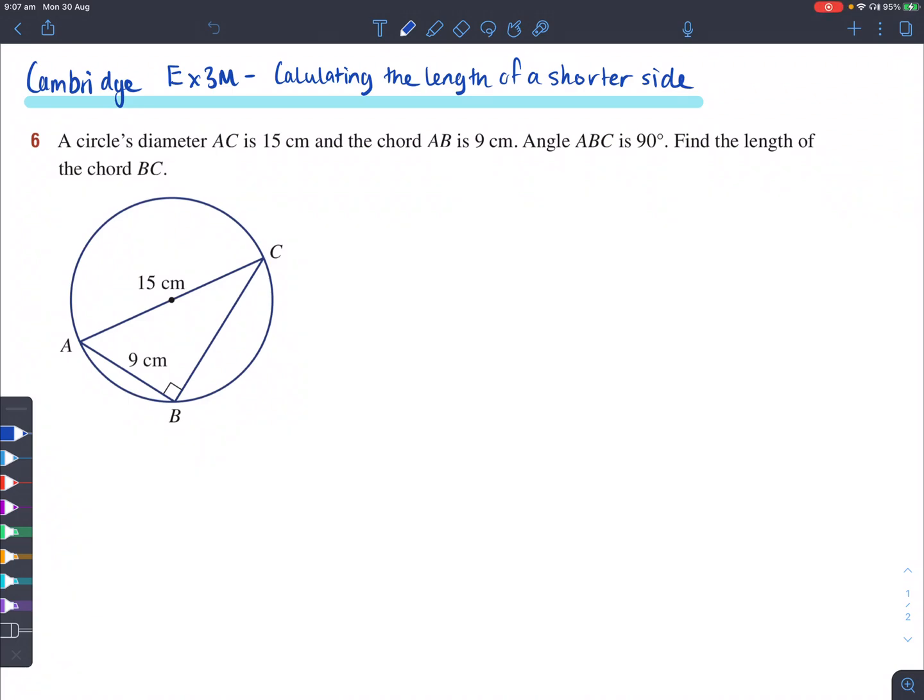Hey guys, in this video we'll be looking at just a couple of questions from exercise 3M, which is to do with calculating the length of a shorter side. Let's have a look at question 6.